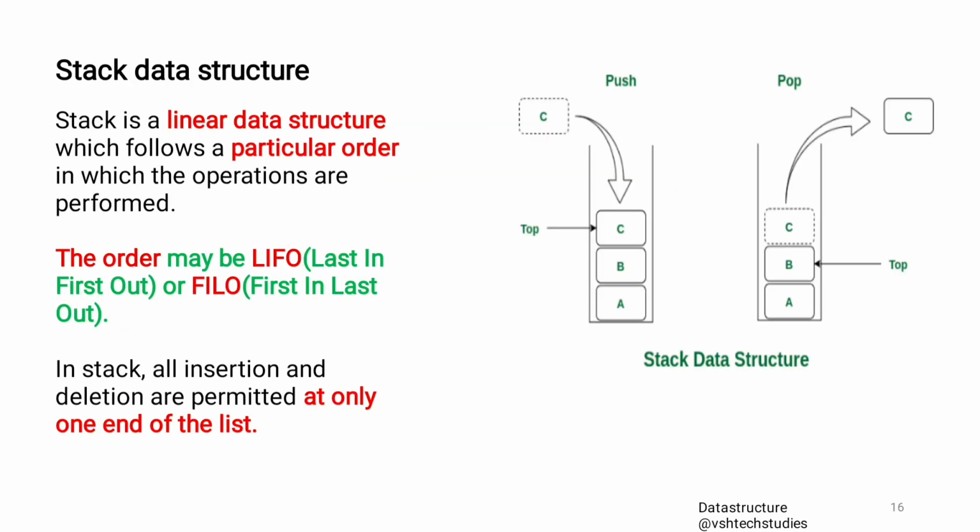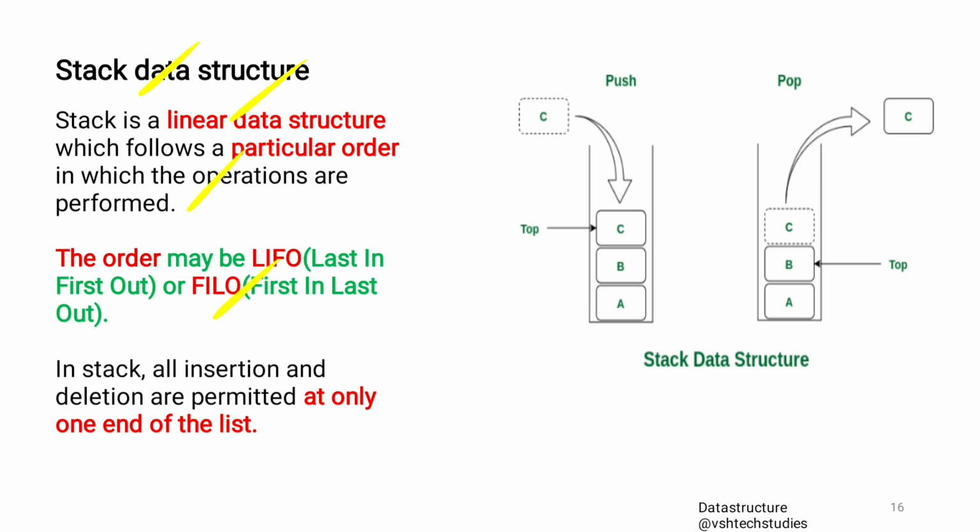So next, the stack data structure. Stack is also a linear data structure, but it follows a particular order in which operations are performed. To implement a stack, arrays are used. So it can be called a LIFO or FIFO data structure, last in first out or first in last out. In a stack, all insertion and deletion are permitted at only one end of the list.